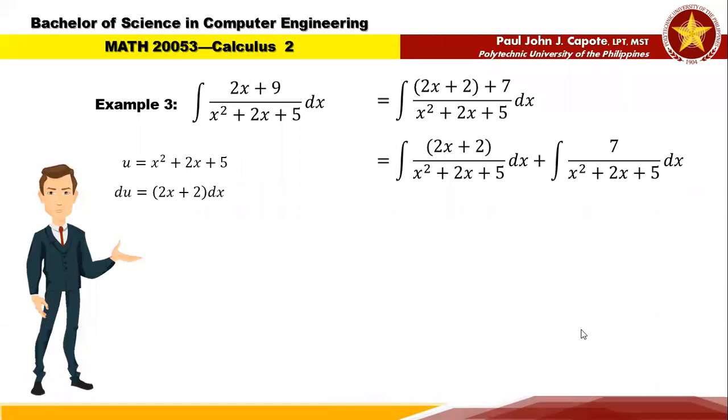Now we can express our integrand as the sum of two similar fractions. And so we get the integral of 2x plus 2 all over x squared plus 2x plus 5 dx plus the integral of 7 over x squared plus 2x plus 5 dx. We apply the integral of a sum or linearity principle.